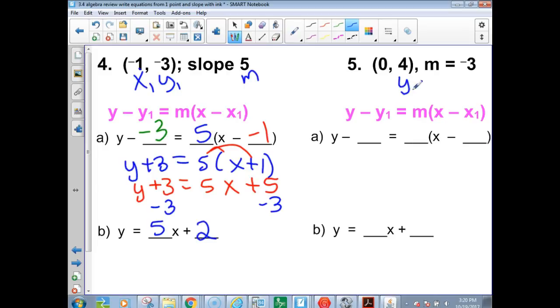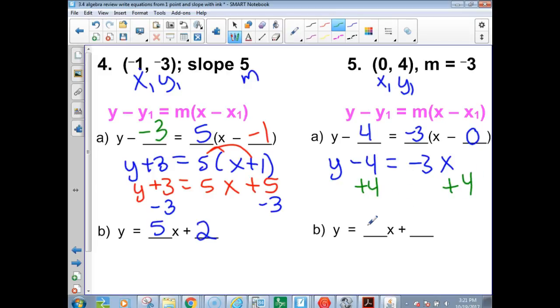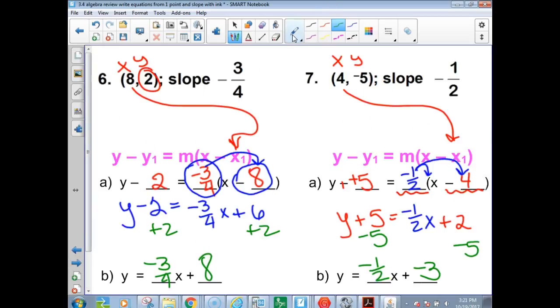All right, so here's our y1. Let's put it in here, 4. Need an m, negative 3. Need an x1, 0. Y minus 4 equals negative 3 times x. Only one little thing left to do, add 4 to both sides. So you've got negative 3x plus 4. I don't think this is too bad.